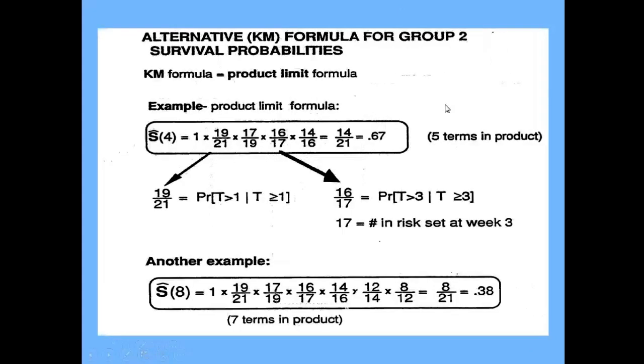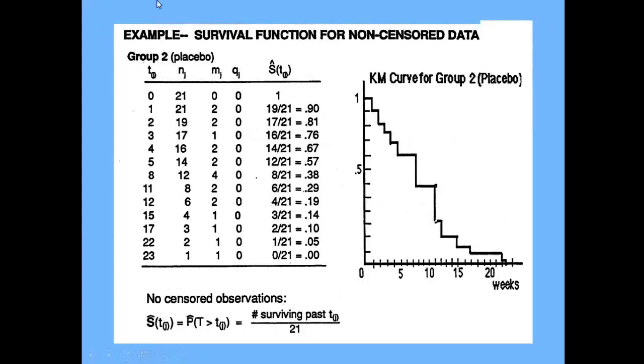Okay. In fact, if you look at this, you see it says S hat of 4. What does that stand for? It says, what's the probability of surviving past 4 weeks? Okay, that's what this is saying. What's the probability of surviving past 4 weeks? Now, you notice, go back here, the probability of surviving past 4 weeks is 14 over 21, right? There it is, 14 over 21.